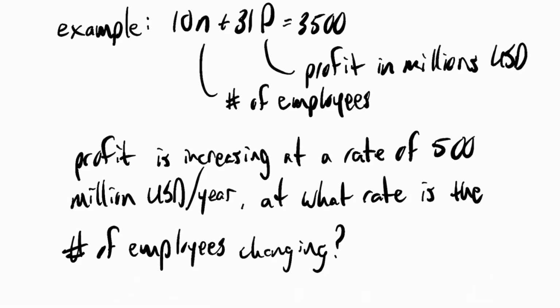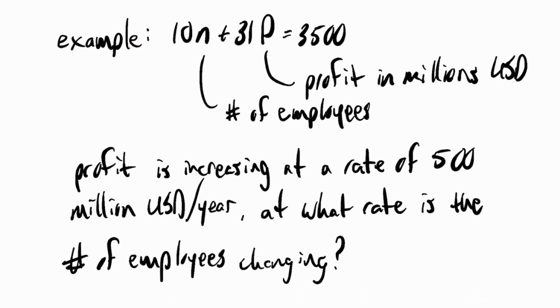So in this video, we'll do another example of a related rates problem. Let's say that the equation 10n plus 31p equals 3,500 relates the profit in millions of US dollars to the number of employees for some large business. And let's say that the profit is increasing at a rate of 500 million US dollars per year. At what rate is the number of employees changing?